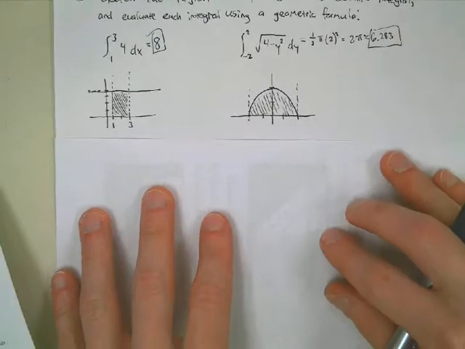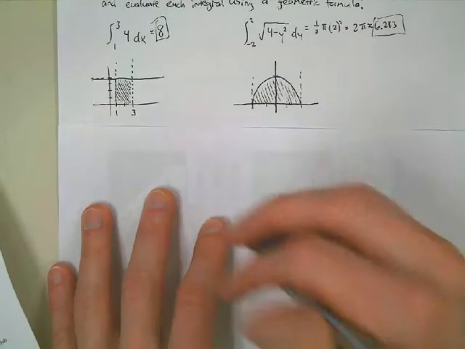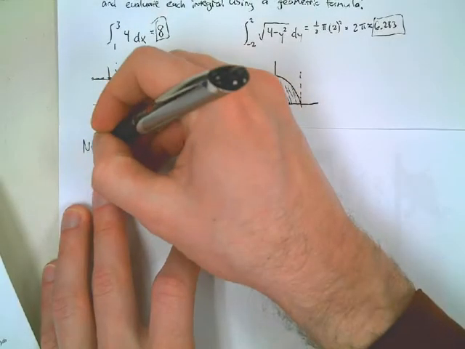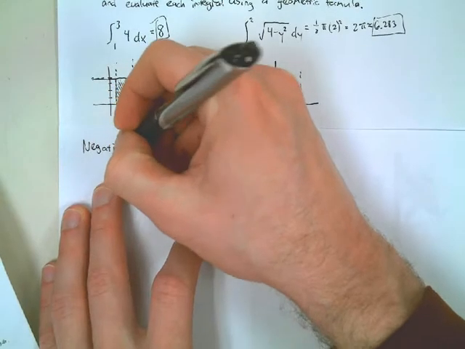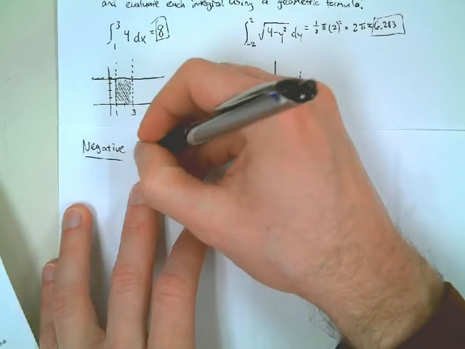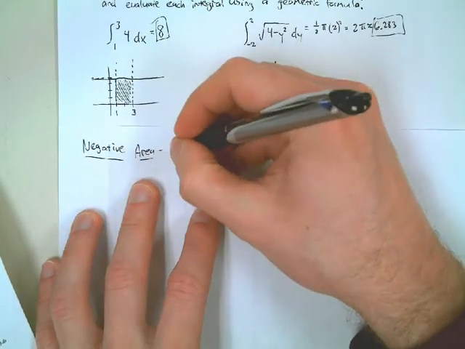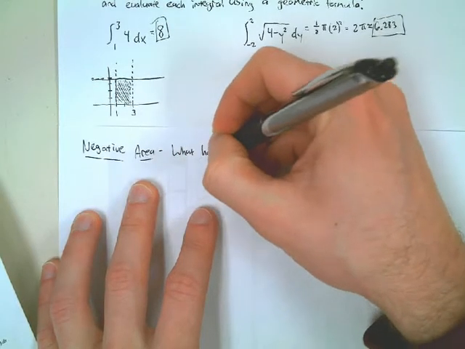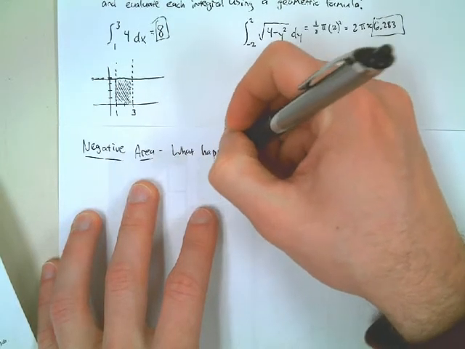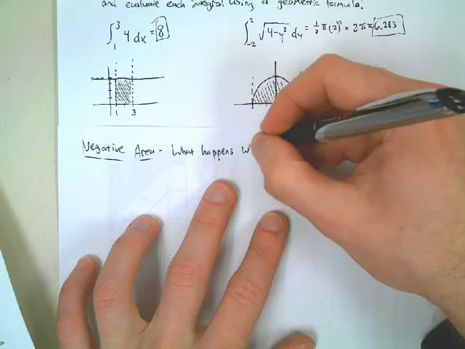Now, let's finally broach the topic of negative area. What happens when the curve is below the x-axis?